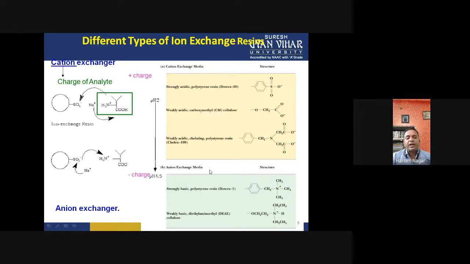So these are some cation exchange and anion exchange resins. Cation exchange resin is used for the exchange and purification of cations, and anion exchange resin is used for the purification or exchange of anions. So these are based on the charge density on these ions, which charge is present and how much charge is present.